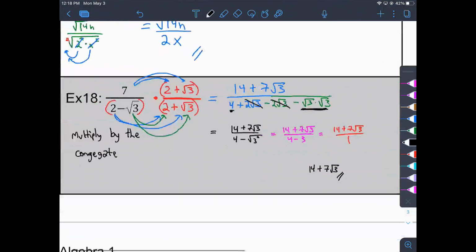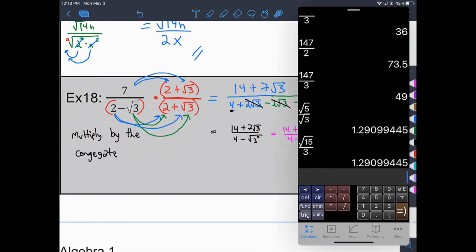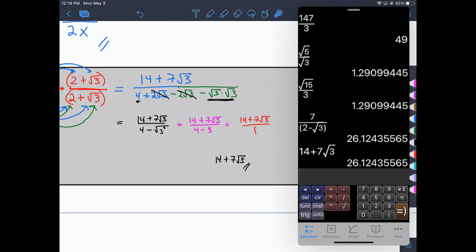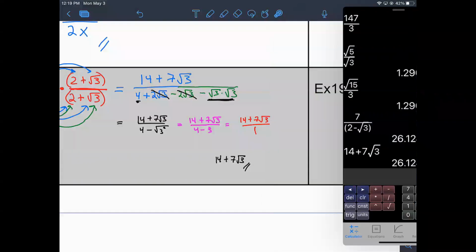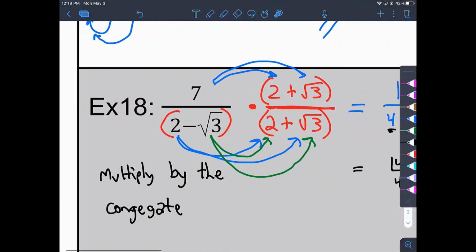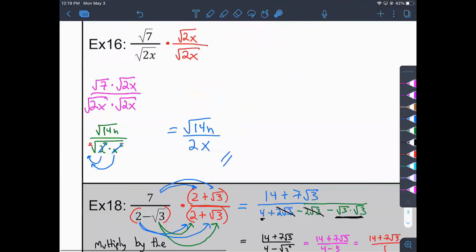So is this the same as this? Well, let's see. 7 divided by 2 minus root 3, you get that number. Then what about 14 plus 7 root 3? You get that same number. So yes, it is equivalent. Again, I'm not asking you to do them when there's several things on the bottom. You should, though, be able to do it when there's only one thing on the bottom, because that's pretty straightforward.